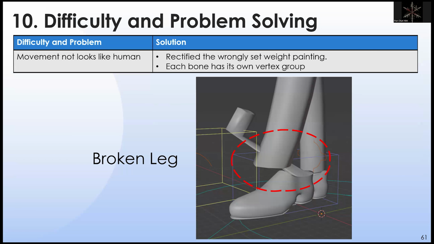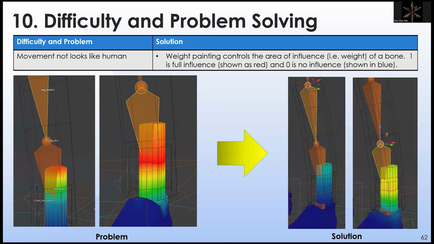And a problem of broken links occurred during the animation. I found that the weighting of the mesh and the bone was incorrect, so I repainted it as the solution.